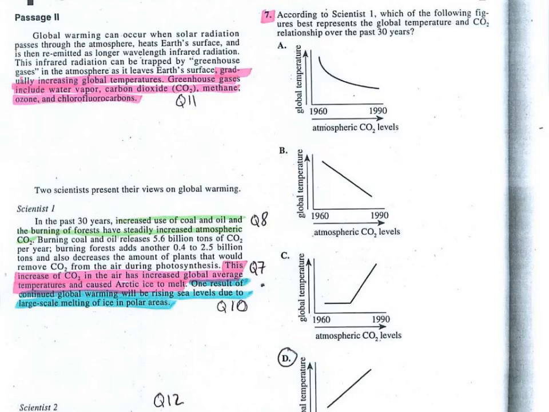For number 7, the answer is D. If we look at Scientist 1's paragraph, it states that this increase of CO2 has increased global temperatures. So the chart must show an increase in both global temperatures and atmospheric CO2 levels.